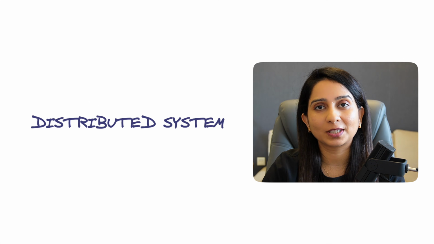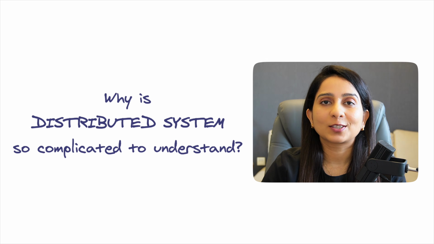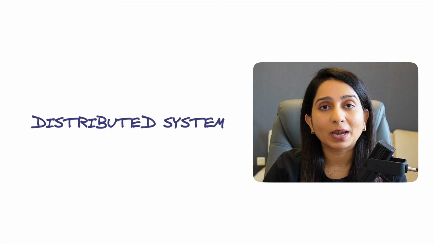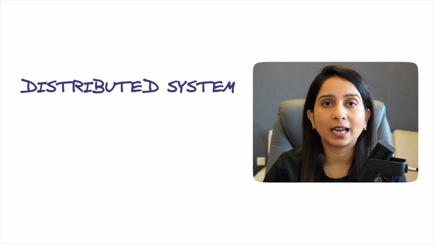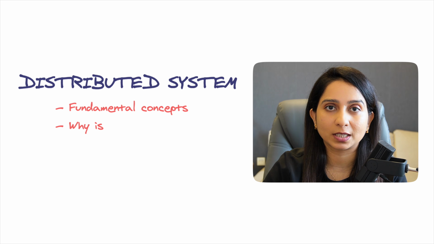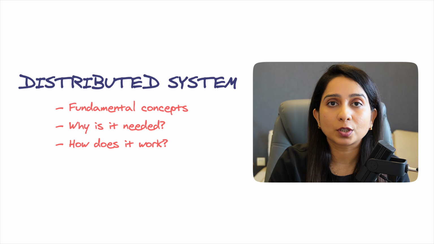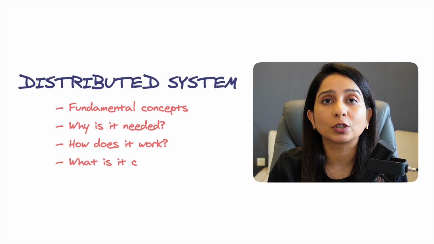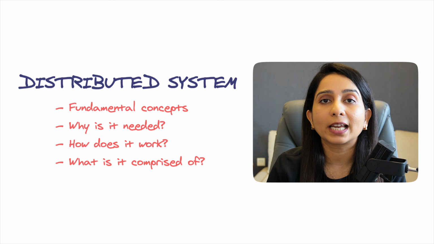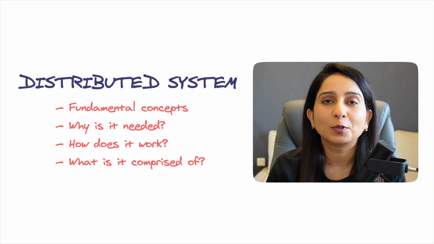You might have heard a lot of fuss around distributed systems. What is a distributed system? What does it have to do with system design? Why is it so complicated to understand? So here is my attempt to simplify it and bring to you the fundamental concepts of what a distributed system is, why it is needed in today's world, and how you can understand how distributed systems work, or what they actually comprise, so that it becomes easier for you to not only use them but also build them someday if you get a chance to do so.